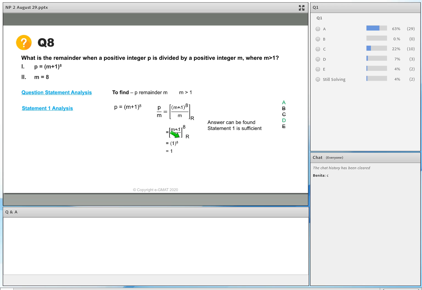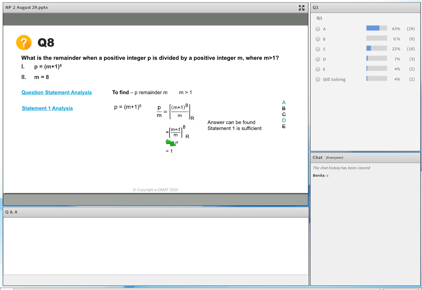Now M+1 divided by M, no matter what M is in the world, every time M+1 is divided by M, the remainder is 1. Except of course if M is 1, because then 2 divided by 1 will be no remainder. So that's why they've said it's not 1. In every other case, the remainder is 1. And 1 to the power 8 is 1. This is why the first statement alone is sufficient.